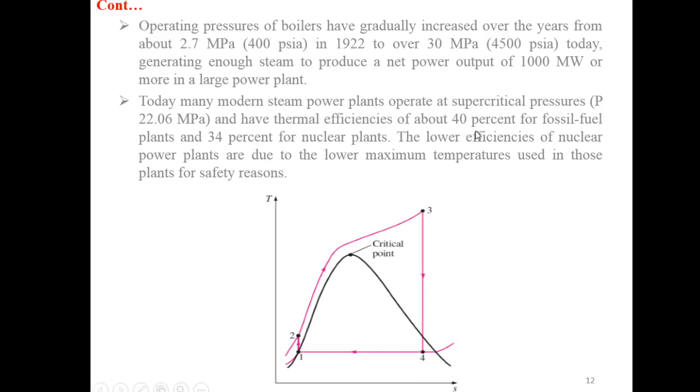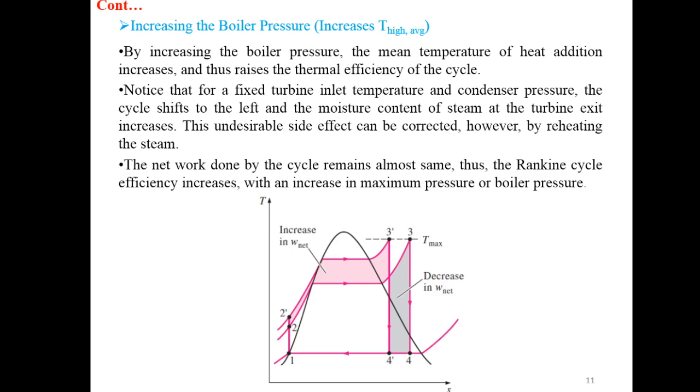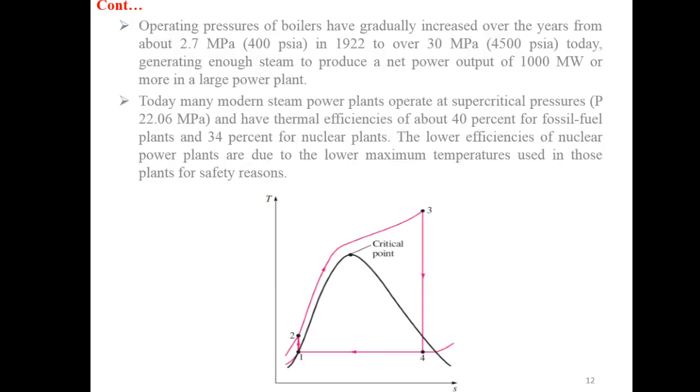So you can see there we can get a maximum efficiency of 40% in case of fossil fuel like coal, and 34% for nuclear. The lower efficiency of nuclear power plants is due to the lower maximum temperatures used in those plants for safety reasons. So this is the overall effect of increasing the boiler pressure.